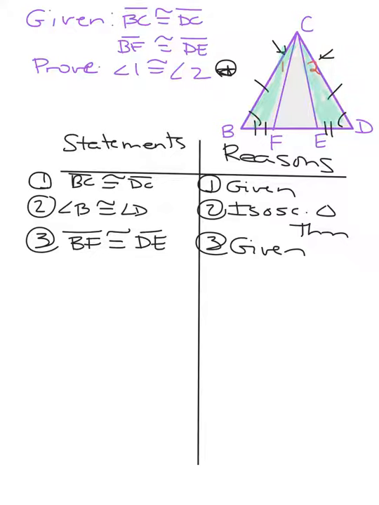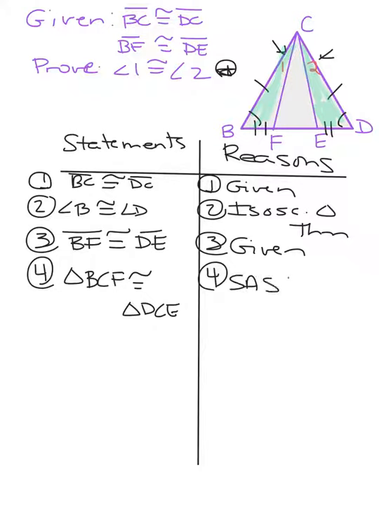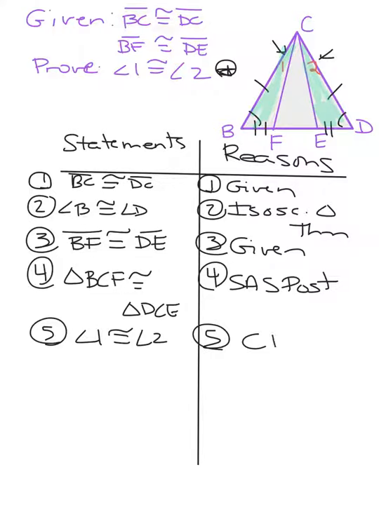And I do notice that I have triangles that are congruent, so I can say triangle BCF is congruent to triangle DCE, and that is going to be because of side, angle, side postulate. Right, the angle is between the two sides. And from there, I can say that angle 1 is congruent to angle 2, and that it's going to be because of CPCTC.